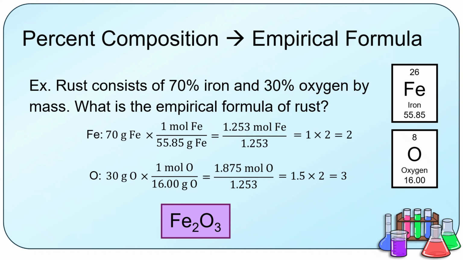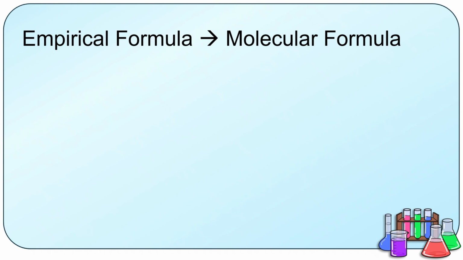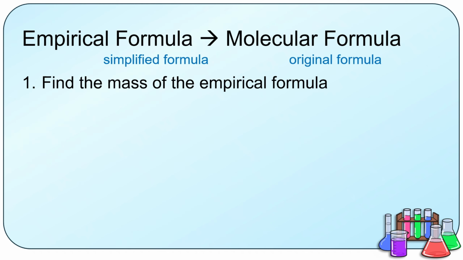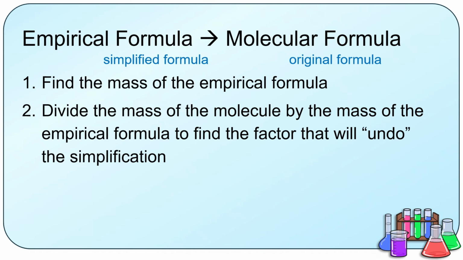The last thing I want to talk about in this video is converting from empirical formula to molecular formula. Now remember, empirical formula is the simplified formula and molecular formula is the original. So basically, we want to know how to unsimplify a chemical formula. These are the two steps. First, find the mass of the empirical formula. Then, you divide the actual mass of the molecule by the mass of the empirical formula to find the factor that will undo the simplification.